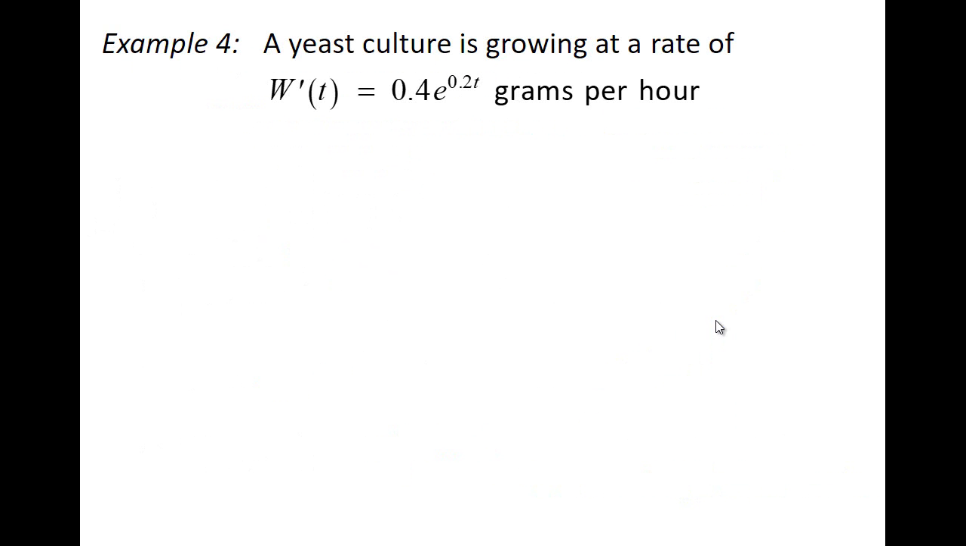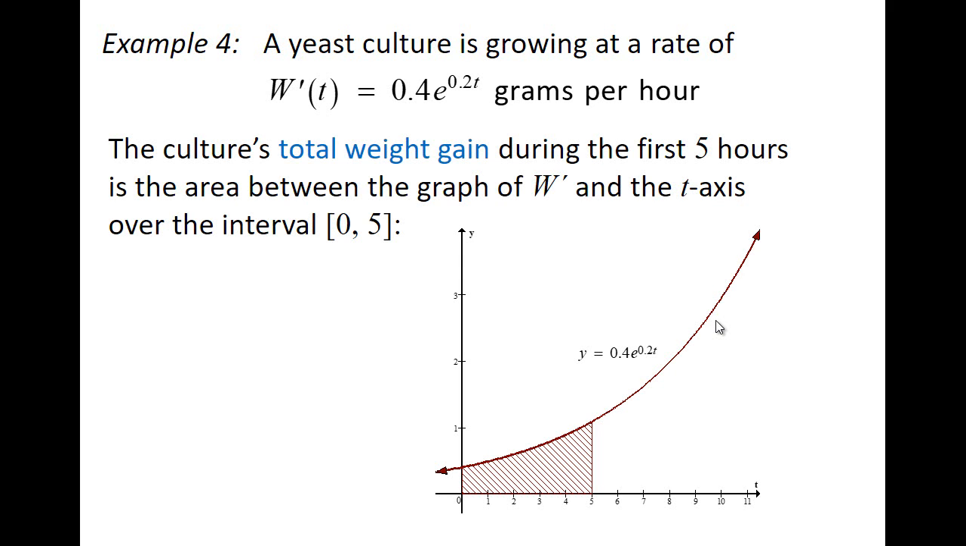Okay. Let's do another example. Let's say a yeast culture is growing at a rate of W prime of t equals 0.4 e to the 0.2 t grams per hour. So this is the rate of growth of the yeast culture in grams per hour. Find the culture's total weight gain during the first 5 hours.